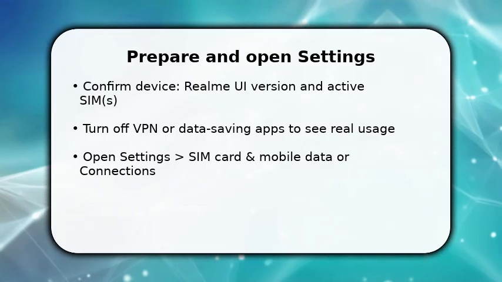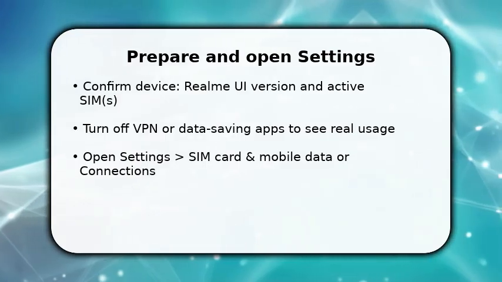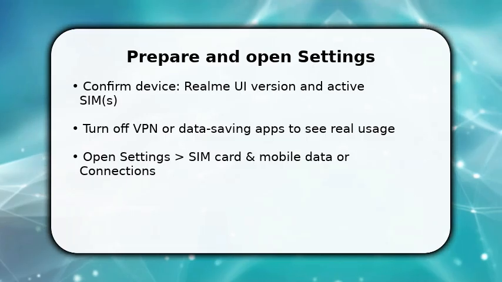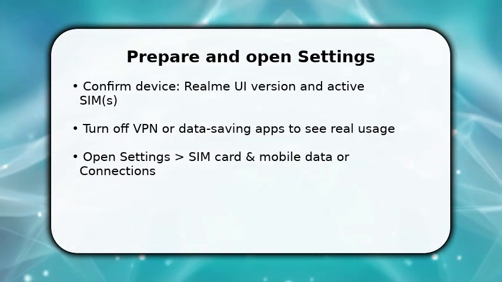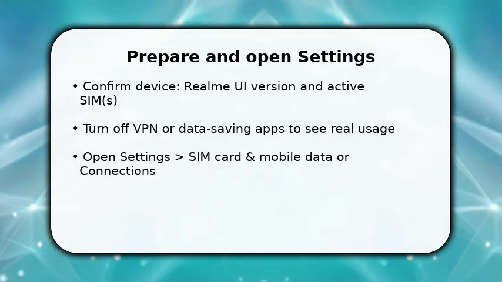Now open Settings and go directly to SIM card and mobile data or connections. That's where Android exposes usage. This first step gets you to the real controls quickly. Make sure you tap the SIM you want to.